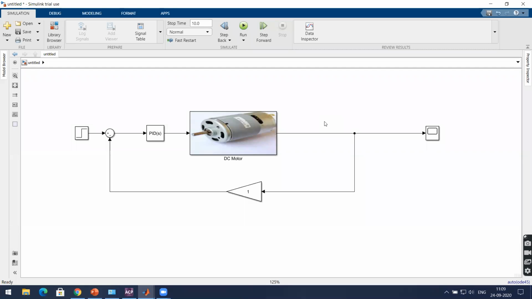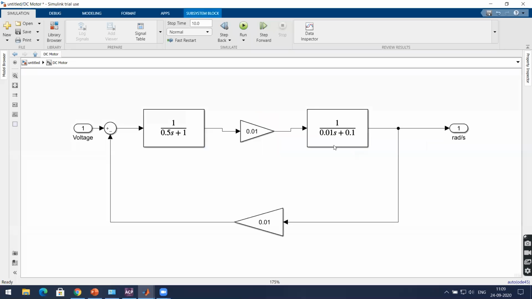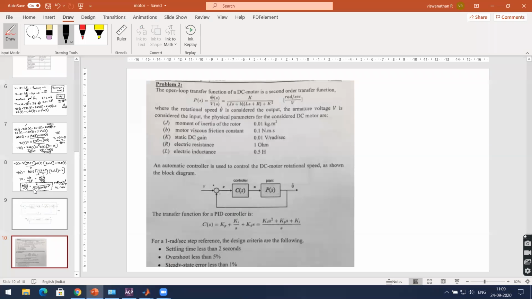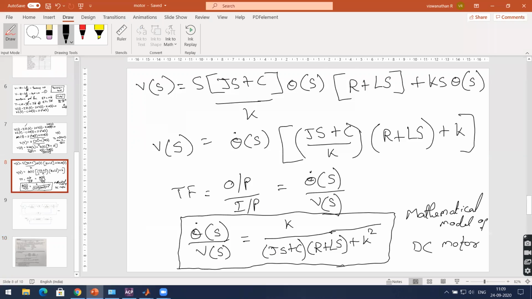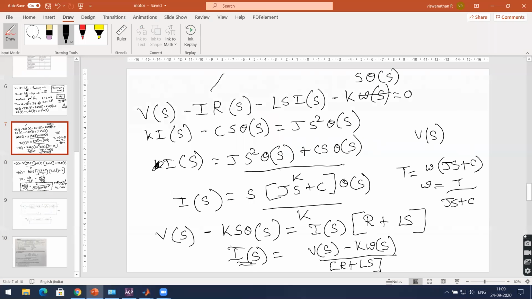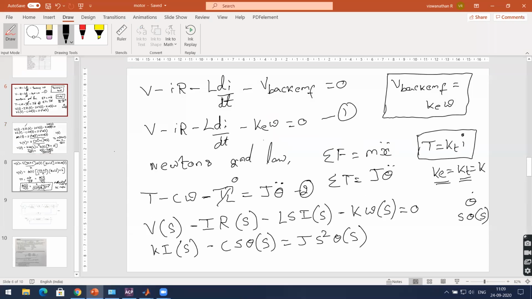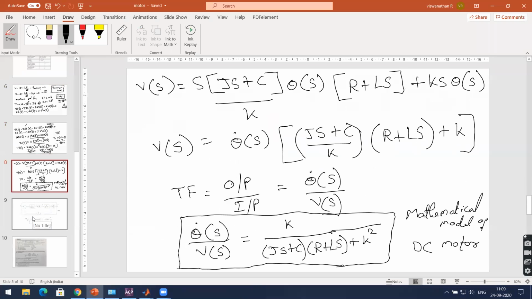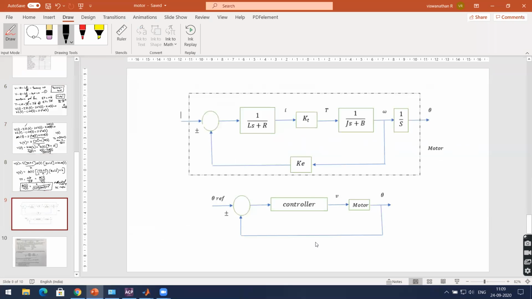Now, as of now, for today's class, you must have understood the DC motor thing. Are you finding it difficult? Anybody finding it difficult? Yes. No, sir, it's easy. This is what we have done actually.